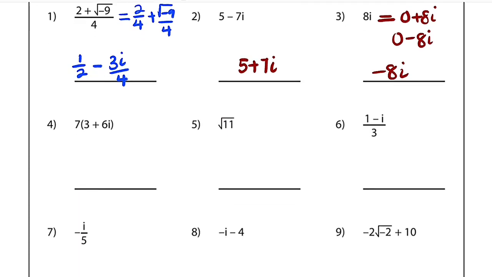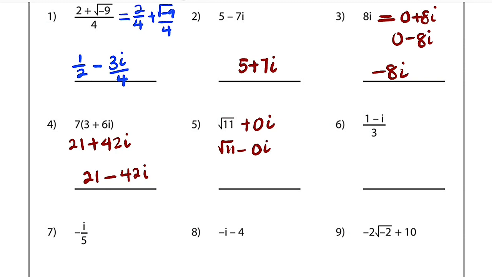Number 4, 7 multiplied by 3 plus 6i. Let's expand. We have 7 times 3, 21, plus 6 times 7 is 42i. The conjugate will be 21 minus 42i. Then here we have only the real part, meaning the imaginary part is 0. So what will be the conjugate? It will be the square root of 11 minus 0i.